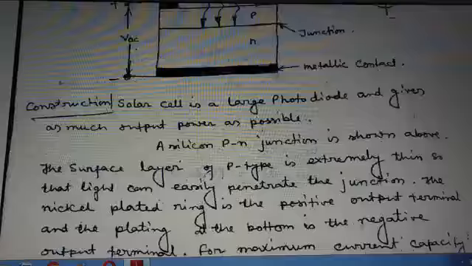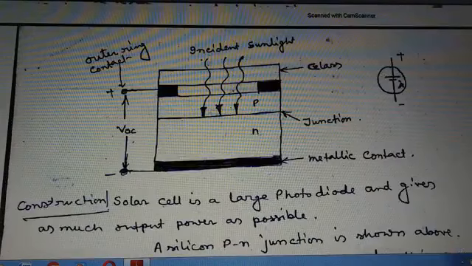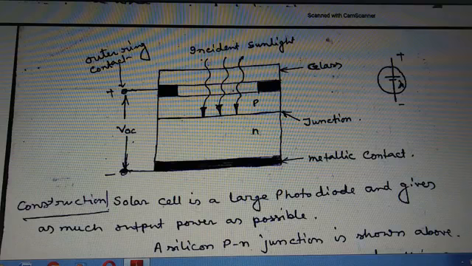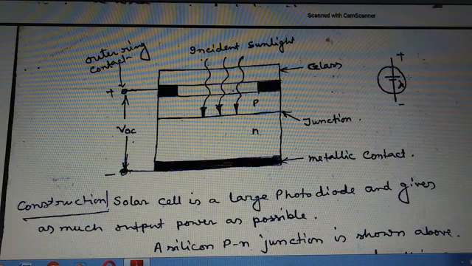Now the construction. Here the solar cell is basically a p-n junction diode. So this is the p region and this is the n region, and this is the junction over which a glass surface is used, and this is the sunlight, and this point is the output point from where we collect the output voltage, and this is the metallic coating, and this is the symbol of the solar photovoltaic cell. This is positive and this is negative.